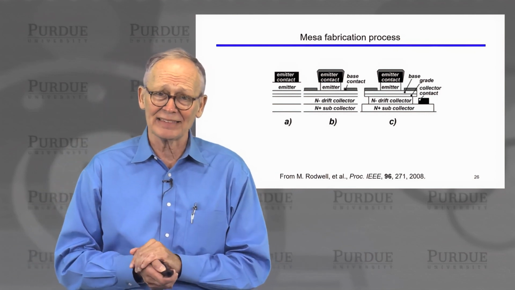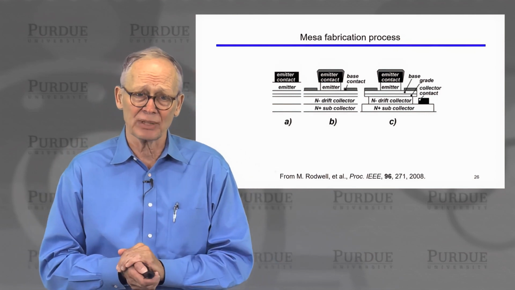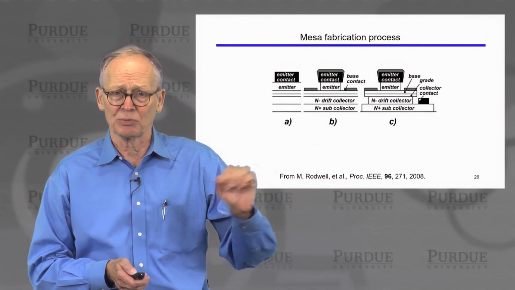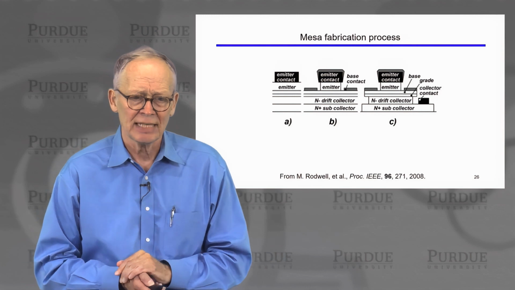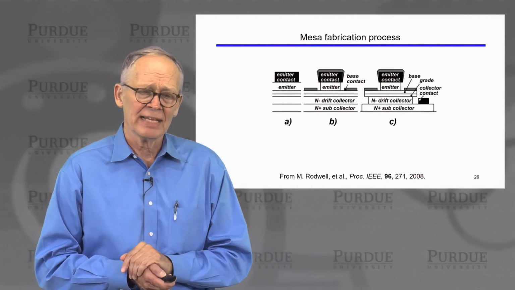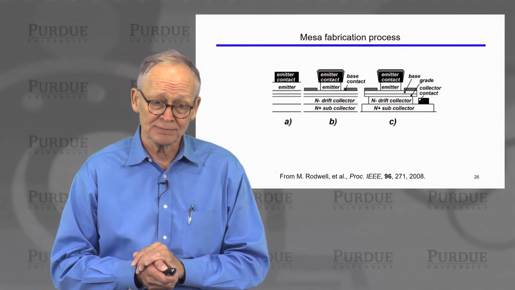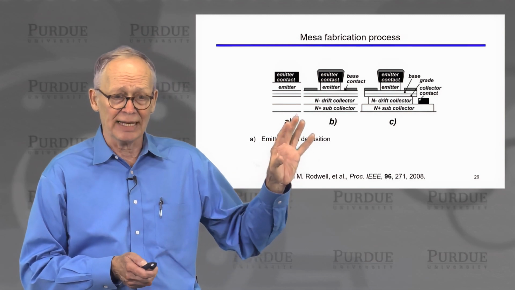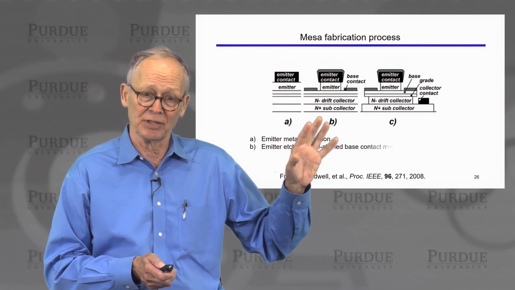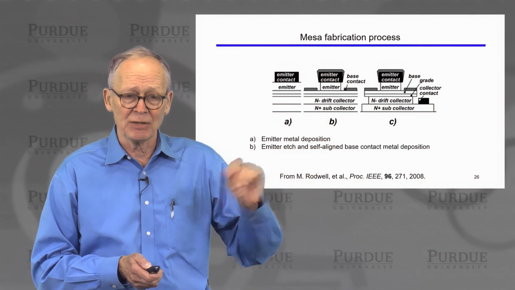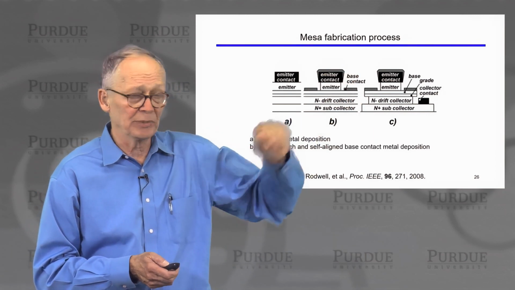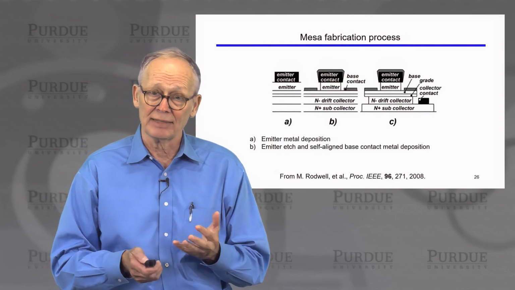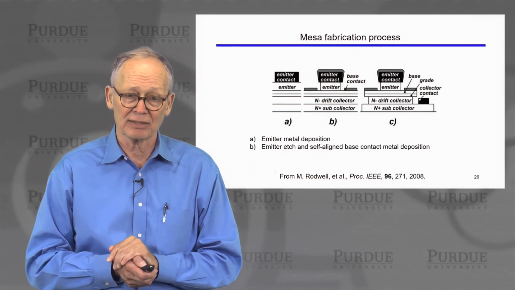The fabrication processes tend to be simpler than silicon processes. A typical process might look like this. The first step in the process would be, after growing the layers, to do the emitter metal deposition. Then we do an emitter etch. We etch down through the emitter and we expose the base. Then we can evaporate the base metal contact.